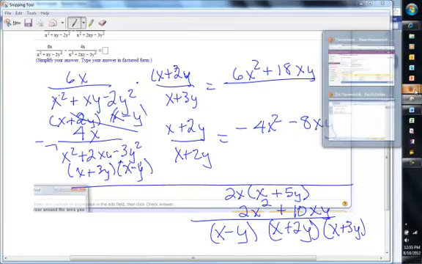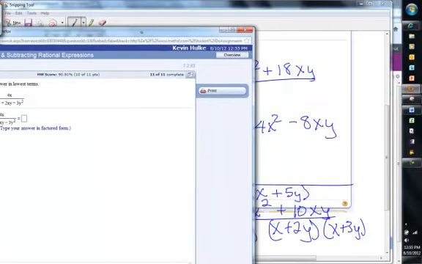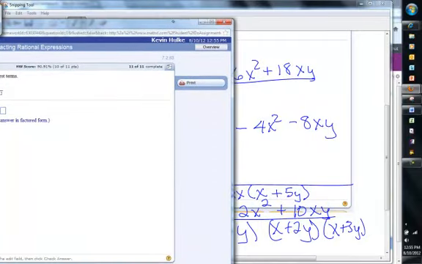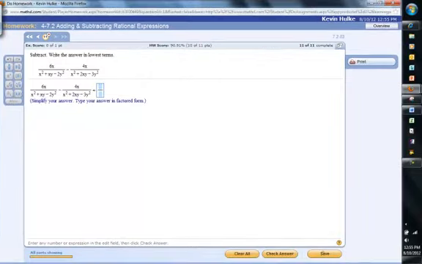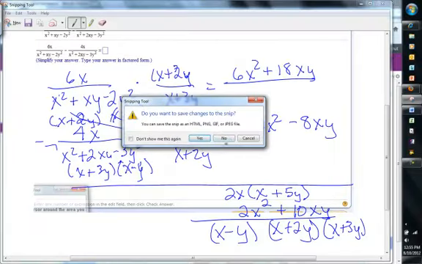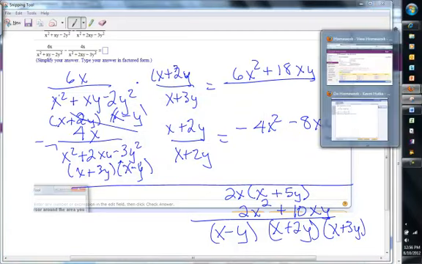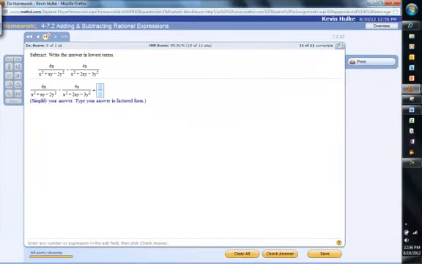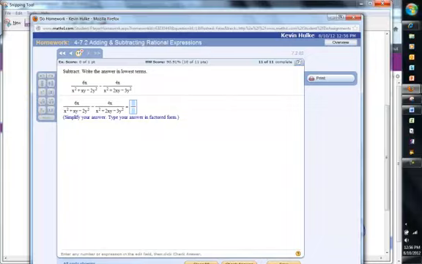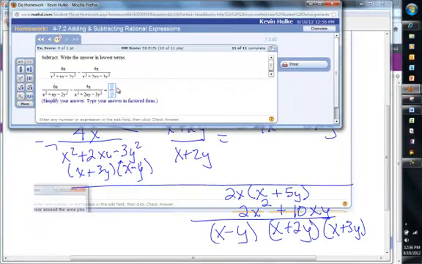So let's fill in our answer. Oops, fraction. I gotta make that smaller so that I can see both of these at the same time. Let's see here. Oh, come on. There we go.